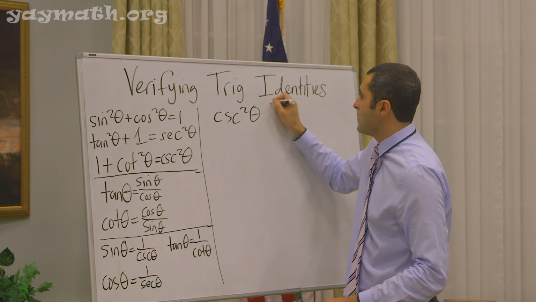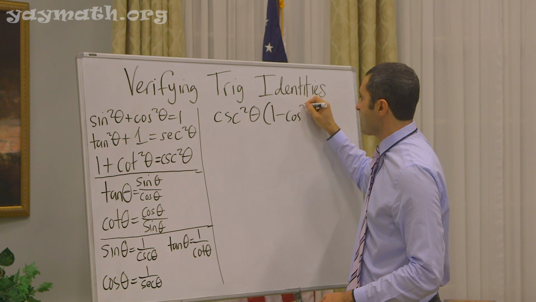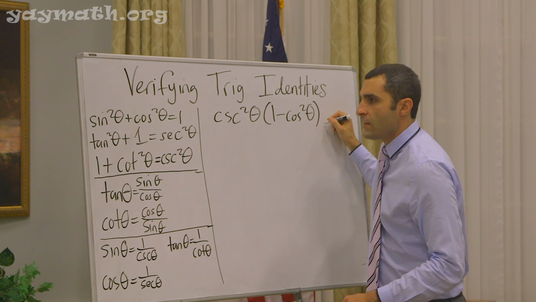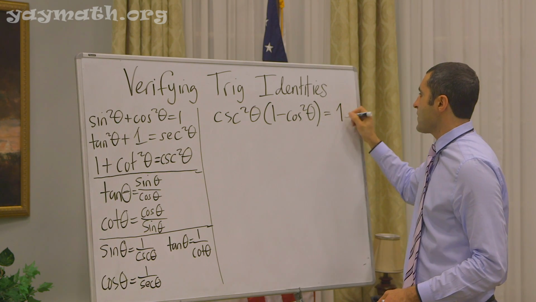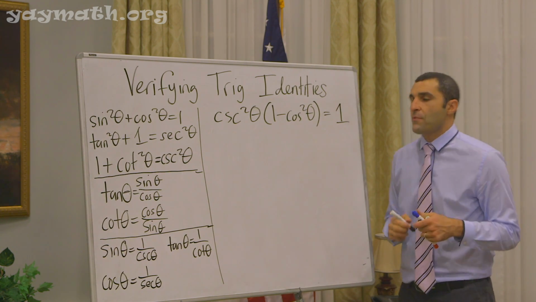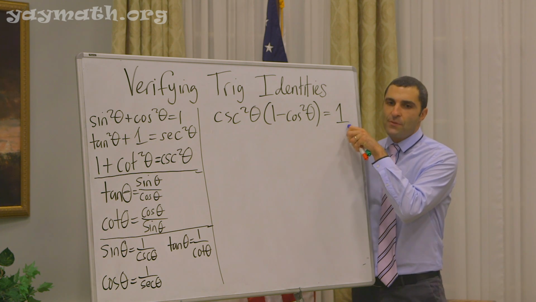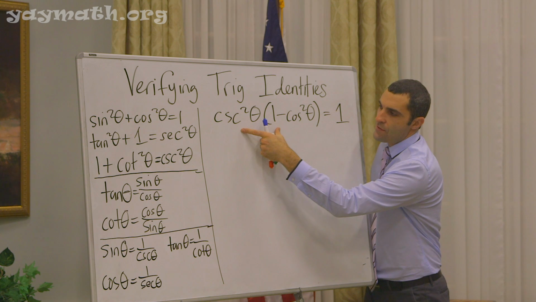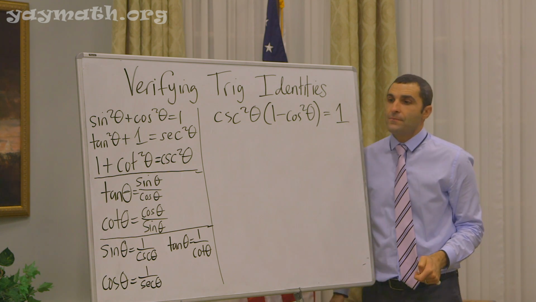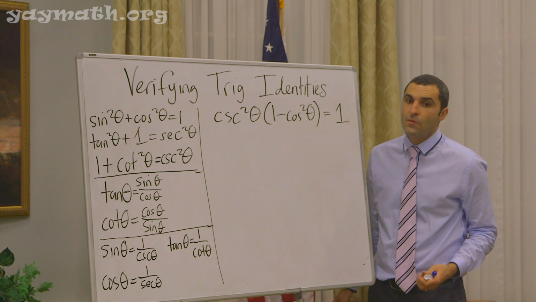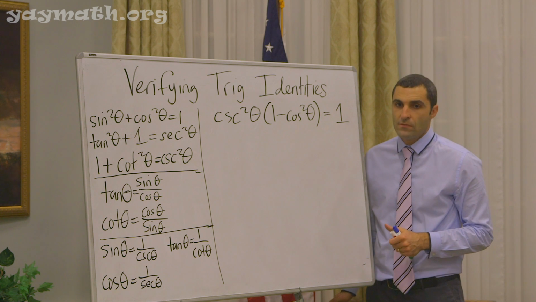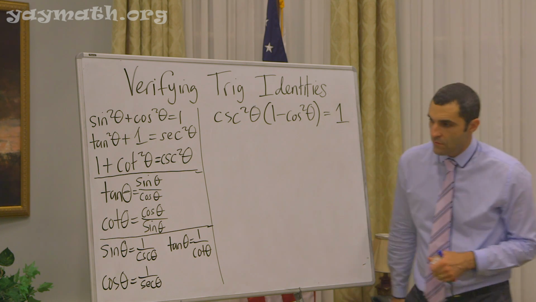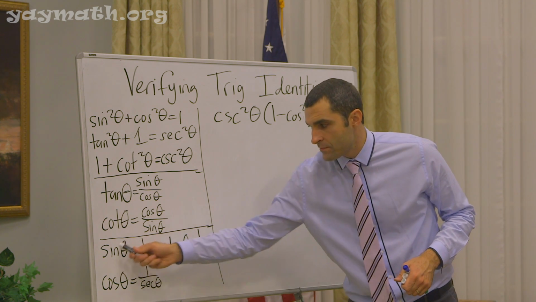Cosecant squared times 1 minus cosine squared equals 1. All right, prove that these are the same. Again, we're not going to mess with one side. In this case, we're not messing with the 1. We leave it alone, and we mess around with this. Cosecant is just 1 over sine.